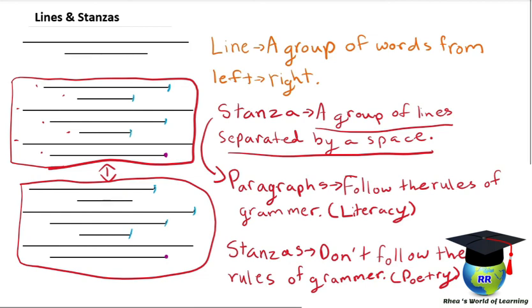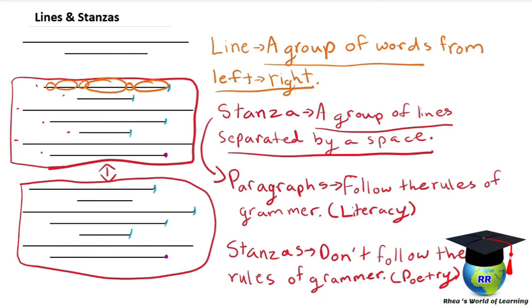Now we're going to go on to lines: a group of words from left to right. You can't really see words over here, so let's just pretend this is a word. This is a word. This is a word. This is a word. This is a word. And this is a word. So it matches the definition of a group of words from left to right, and we do read it from left to right. So this is what lines and stanzas in poetry are.